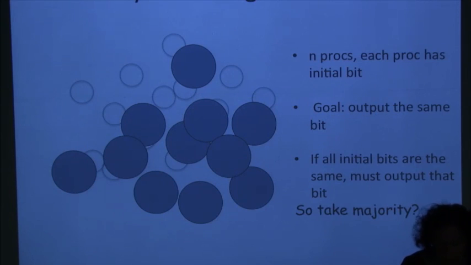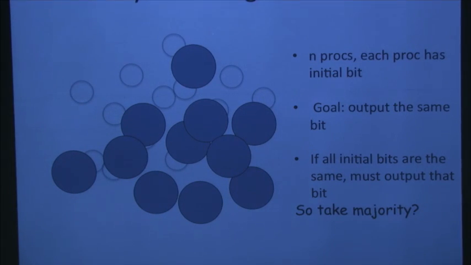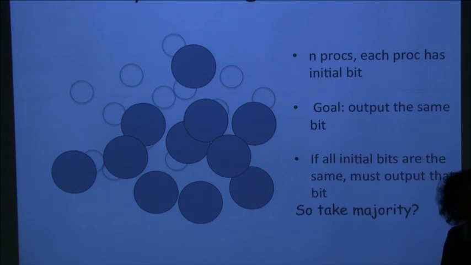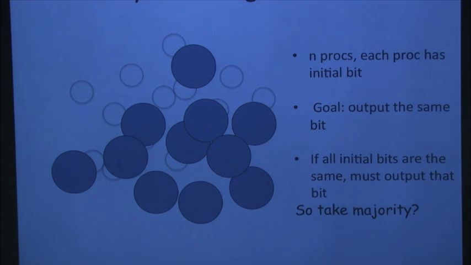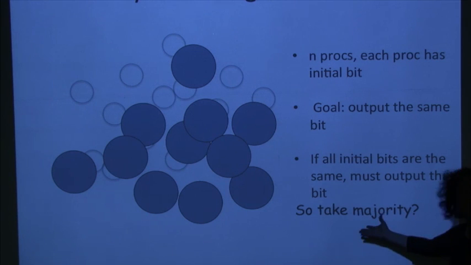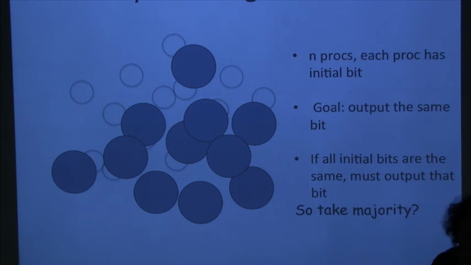Okay, so what is Byzantine agreement? We have N processors. I know that it's all new to you. If you have any questions, please, of course. We have N processors. Each processor has an initial bit, and the goal is to output the same bit. If all the initial bits are zero, you have to output a zero. If they're one, you have to output a one. So the natural thing maybe would be to take the majority and output that.